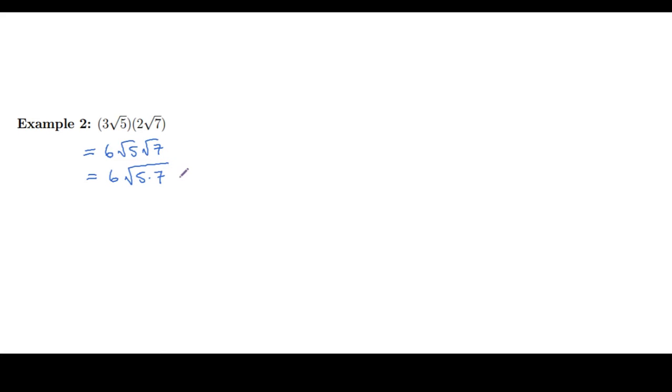And what would this be? This would be root 35, okay? Now, this would be probably better because the only factors of 35 are 5 and 7, right? Those being prime, and neither of those are perfect squares. So this would be an acceptable answer.